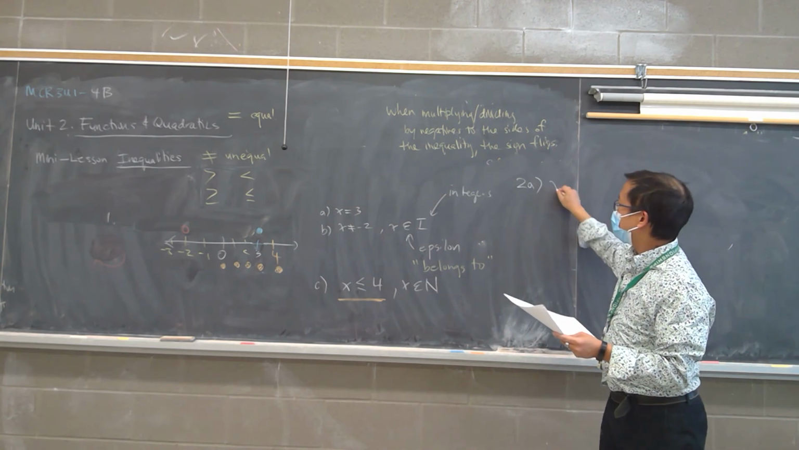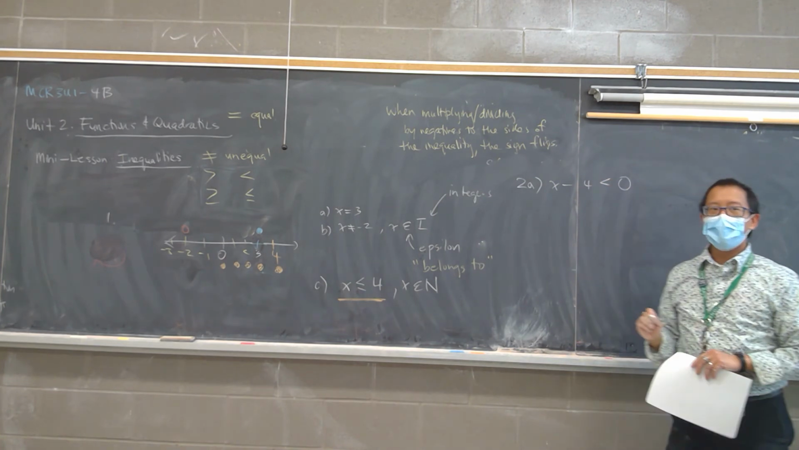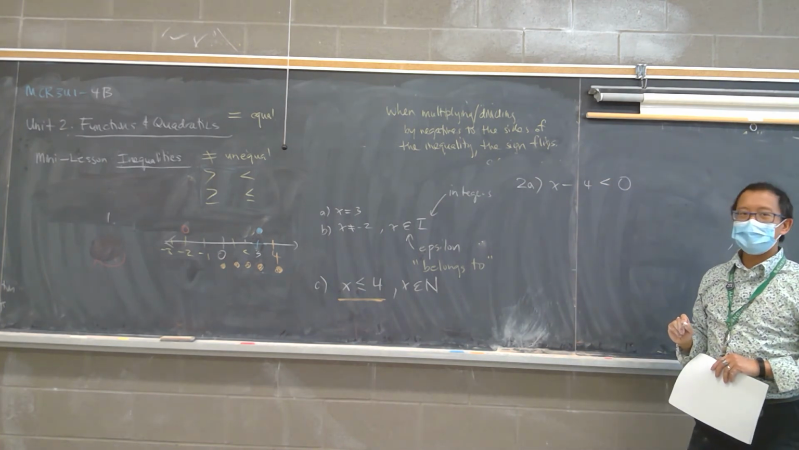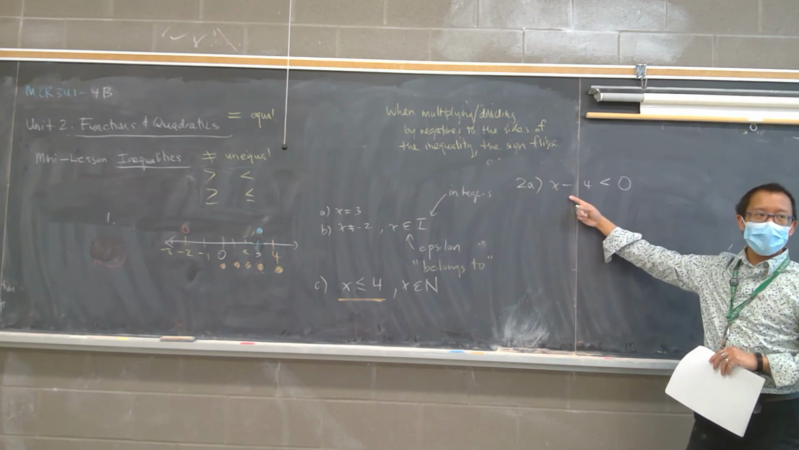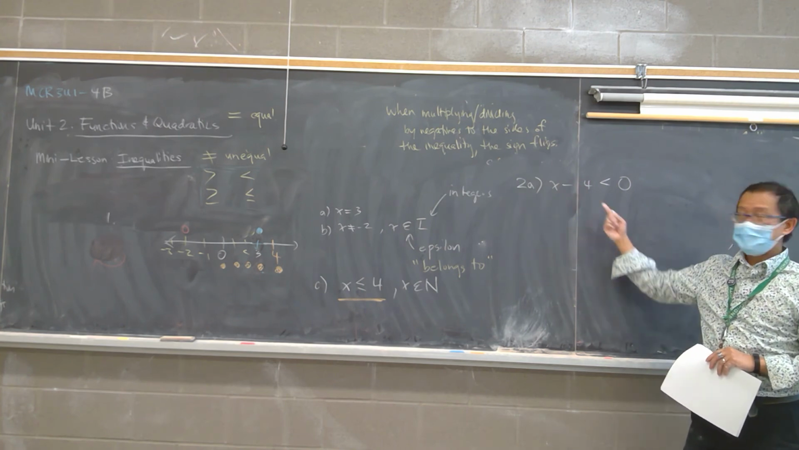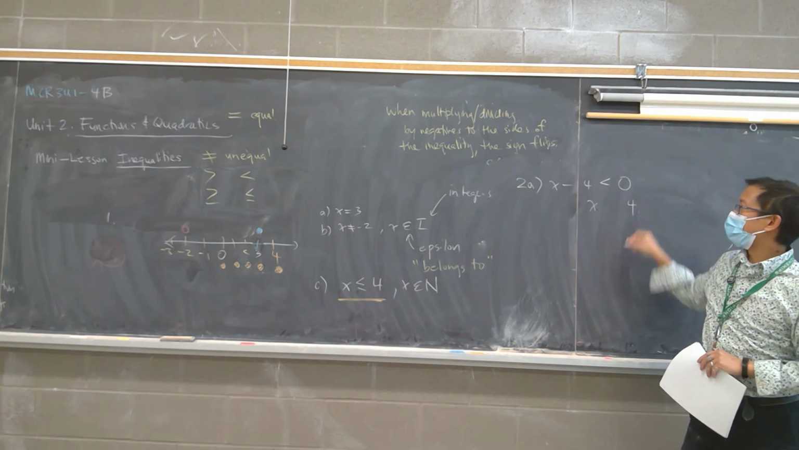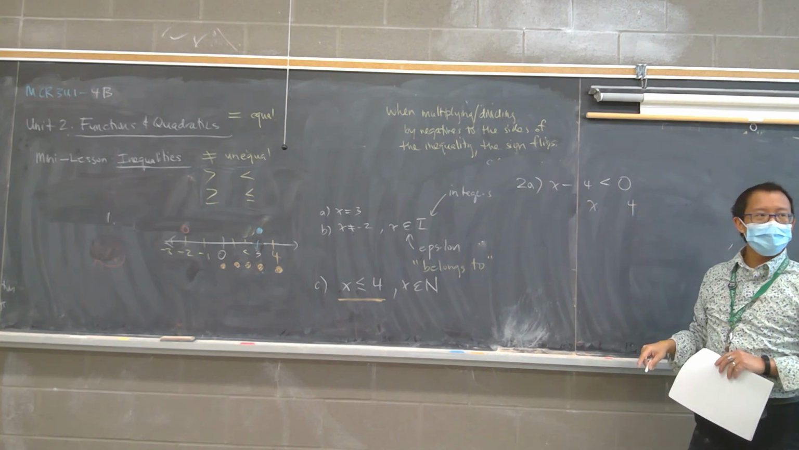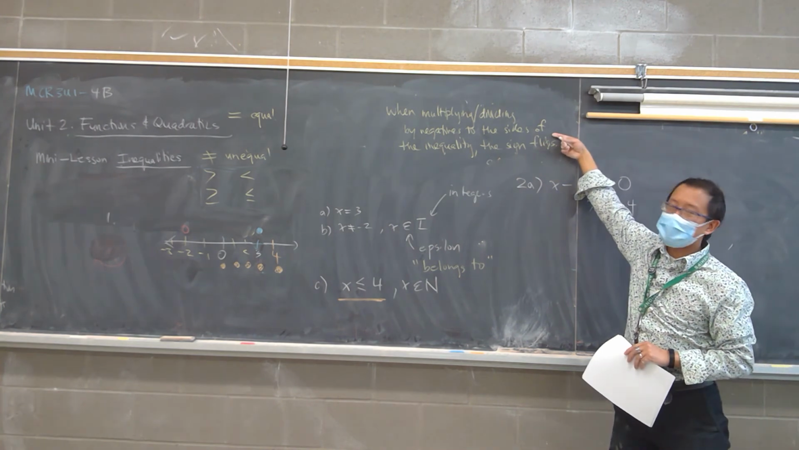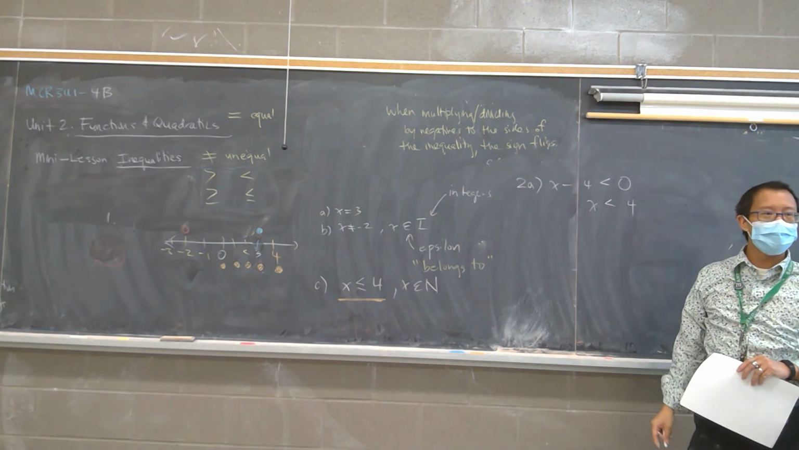But for question 2a, x minus 4 is less than 0. And what are you going to do? Really easy. You're going to solve for x. But that's why I think some of you know what you're going to do. I'm going to add 4 to both sides. So a lot of you get x and 4. But because we did not do any multiplication or division with negatives, the inequality stays the same.